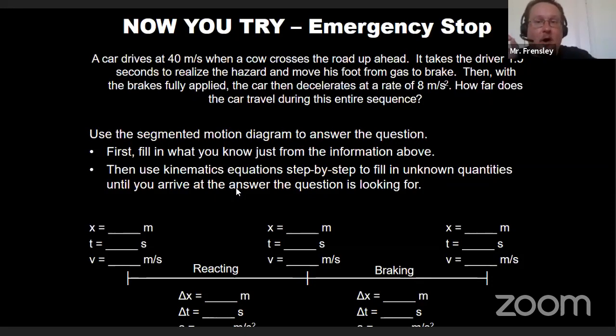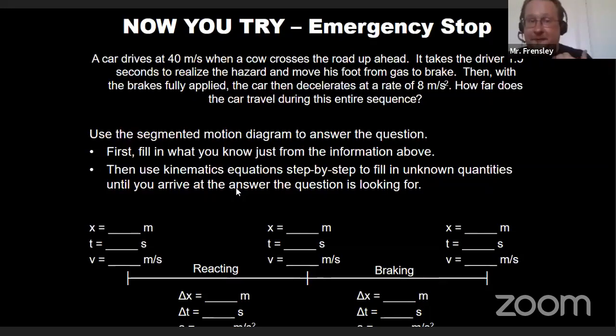Okay, so it's going to take him 1.5 seconds to say, oh my gosh, fully apply the brakes, and then he's going to decelerate. This is a typical deceleration for a car. 8 meters per second squared magnitude. Notice I said magnitude. I'm warning you about that deceleration. Question, how far do you go? What's your stopping distance, right?